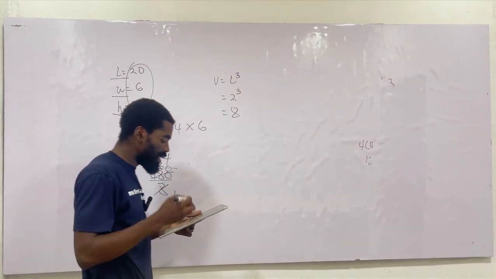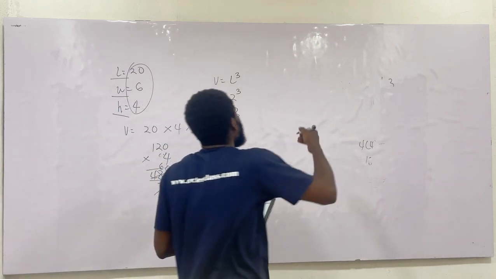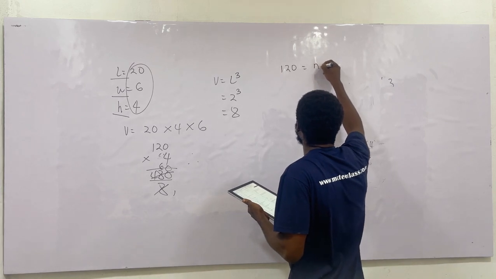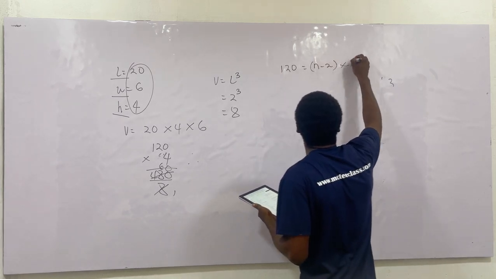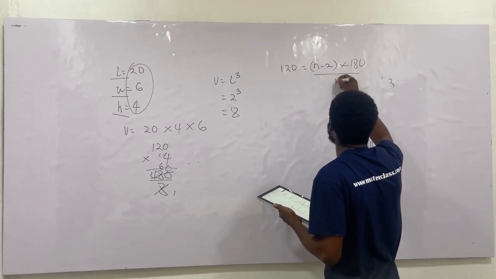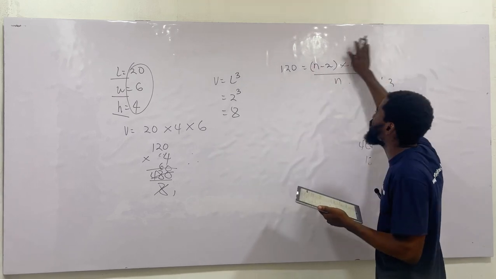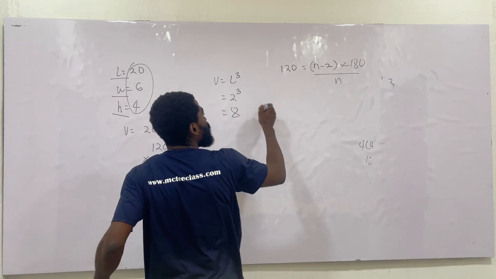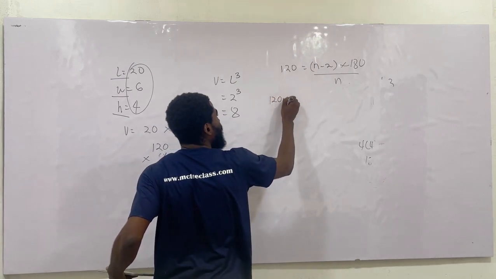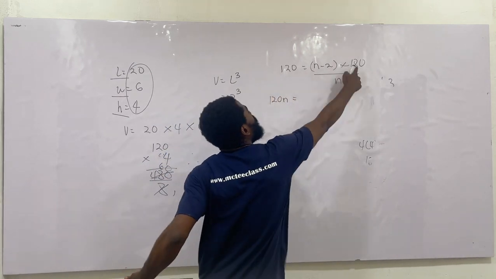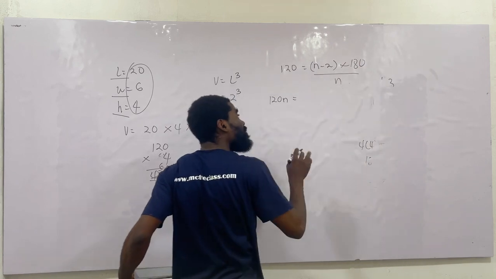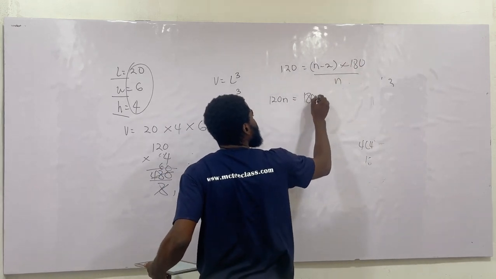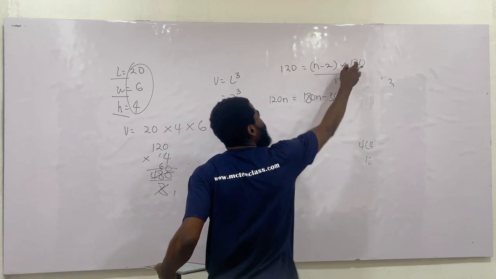Question 29 says that the interior angle of a regular polygon is 120. This is how we write the interior angle of a regular polygon: 120 equals the formula. Multiply through with n. You get 120n equals, open your bracket. Don't repeat again. Just open the bracket from here. From here we have 180n minus 360.